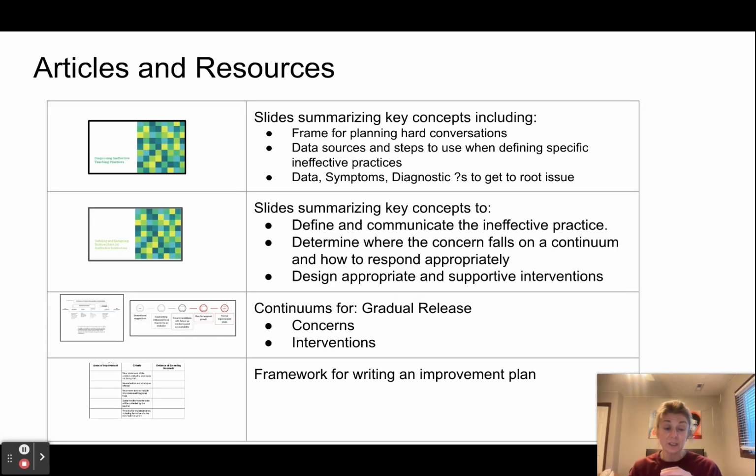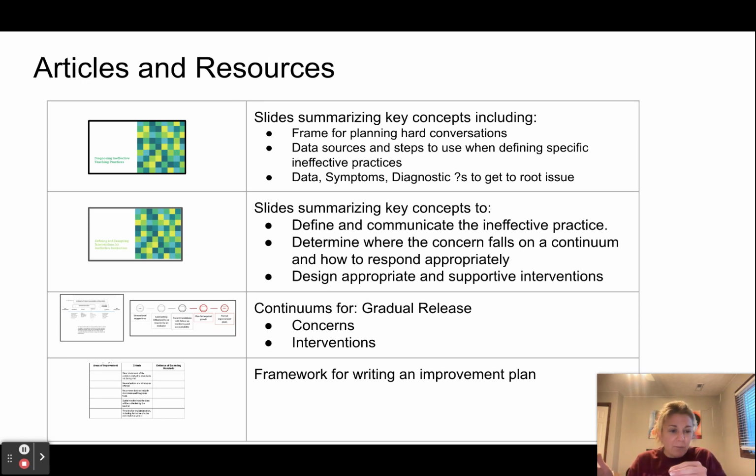continuum of concerns. So as an evaluator, once I've identified this is an ineffective practice, then I have to assess how big of a deal this is, right? Is this something small that we can fix? Like, it's just, this is a concern. It might be a one-time thing. If I give written feedback and follow up with this person, can they address it? Or I always use this.